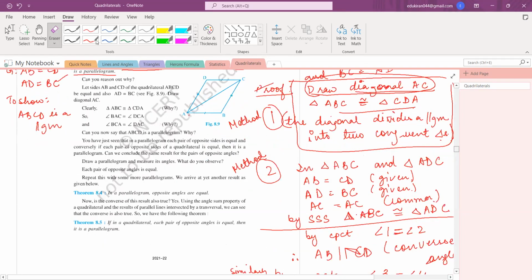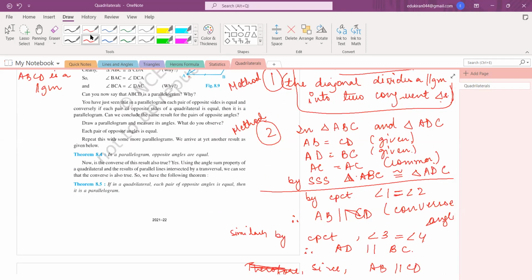Okay. Now, theorem number 8.4. In a parallelogram, opposite angles are equal. So one theorem was opposite sides are equal. All right. The next theorem, opposite angles are equal. Its proof is not required in your book. You just remember this theorem. So write the statement and you have to remember that in a parallelogram, opposite angles are equal. Please write it.